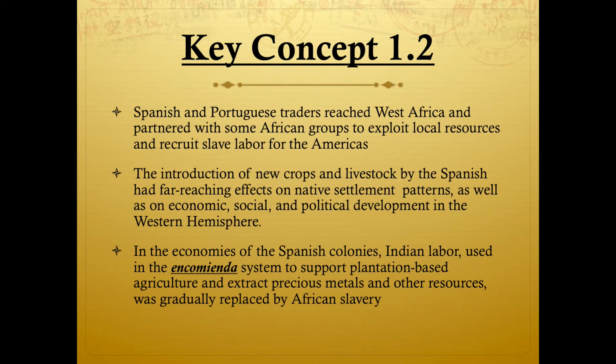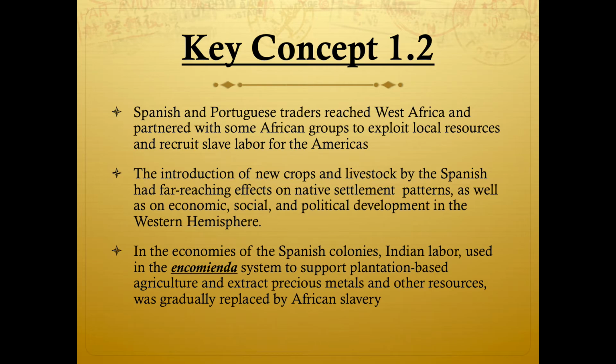Let's get back to our key concepts here. Of course, now slavery is something we're going to talk a lot about in class. I'm not going to really hit hard on it right here, but just to give you some ideas, the Spanish and the Portuguese began to trade with West Africa, which led them to exploit the local resources that people in West Africa were already doing. People in West Africa were already enslaving other African societies, and it became a natural extension of trade for the Portuguese and later on the Spanish, so they could bring this labor into the Americas.